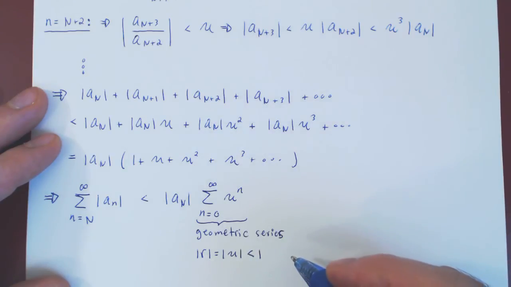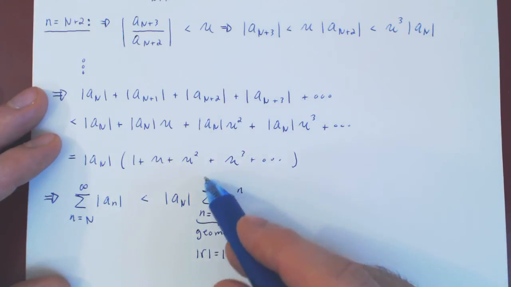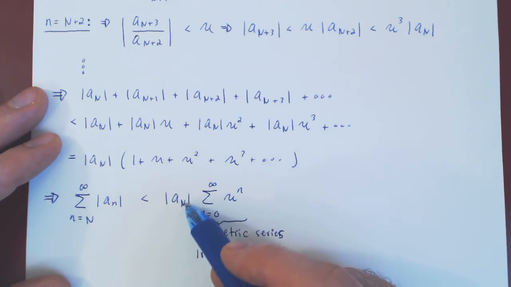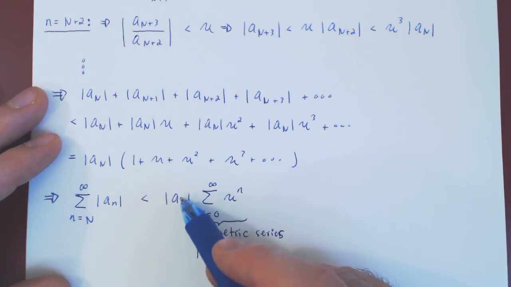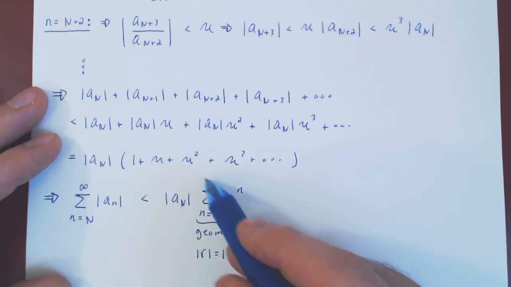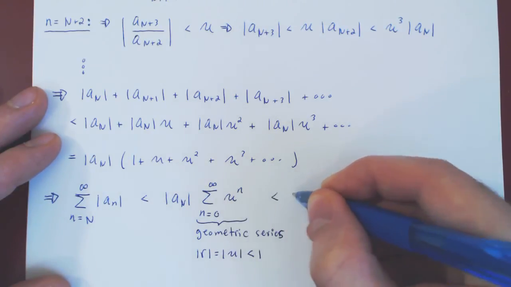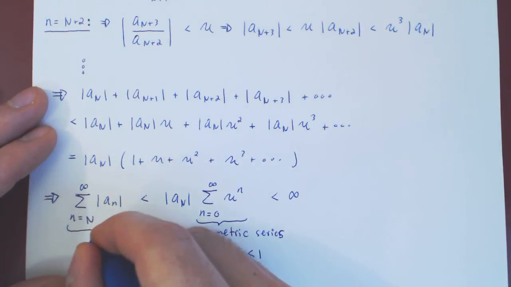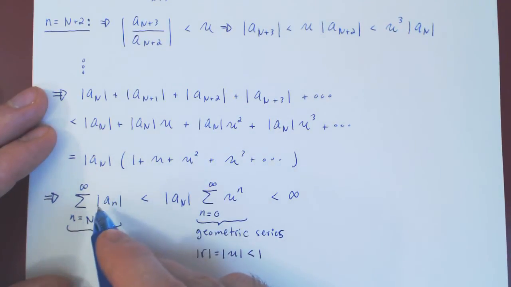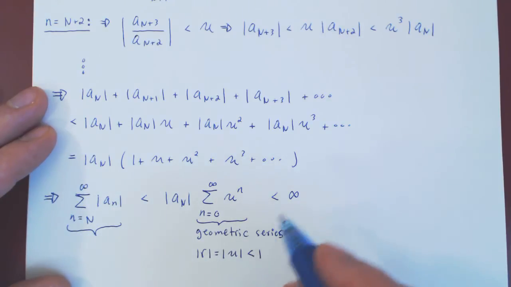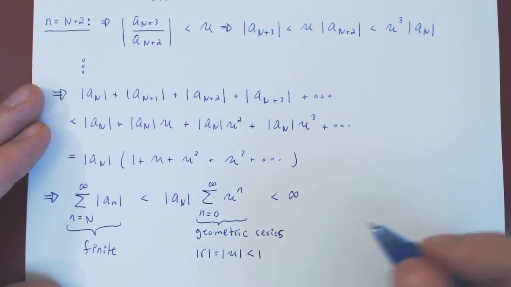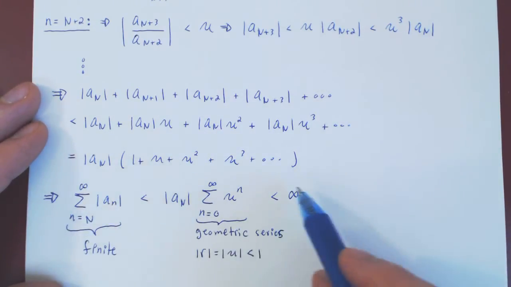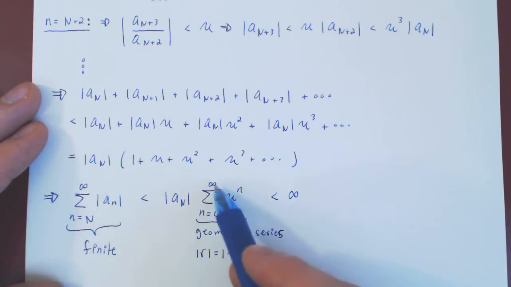So this geometric series converges, therefore it is nothing but a real number. Uppercase N was a fixed integer, so |a_N| is nothing but a positive fixed real number, times a real number. This is therefore just a real number, so it is finite. So we have here a series of positive terms that is less than infinity, therefore is finite as well. But wait, when you have a series of positive terms that is finite, the series converges by the comparison test.